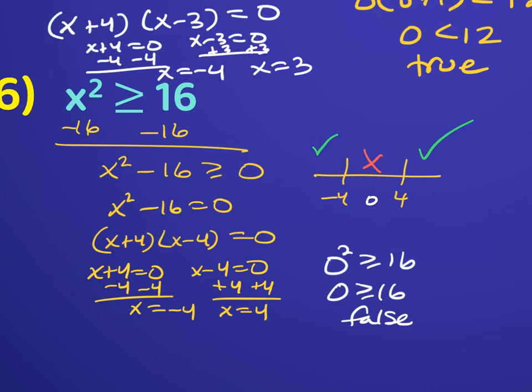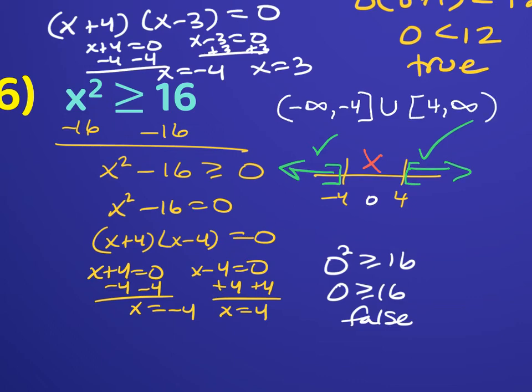marks. So again, graphing, this would have been a bracket pointing that way, bracket pointing that way, or again, a closed circle. So interval notation would have been negative infinity up to the negative 4 with a bracket, unioned, starting again at 4 to infinity.